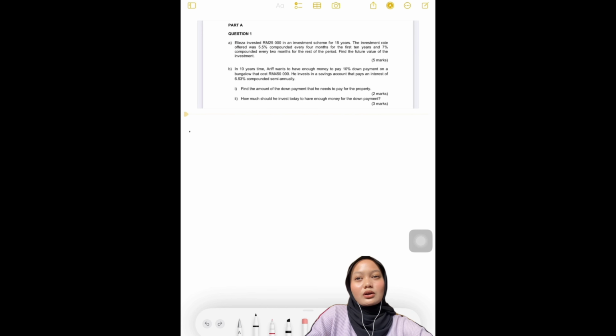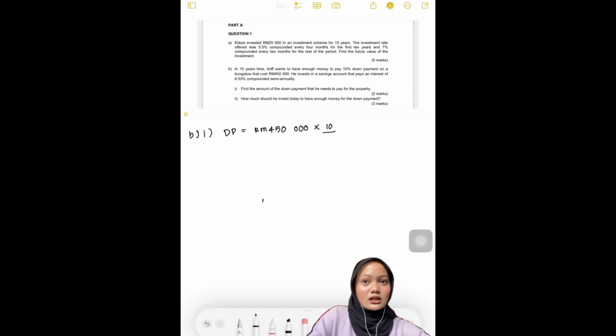For question B, we need to calculate the down payment. So down payment equals 450,000 times 10 over 100, which is 10%. And the answer is 45,000.